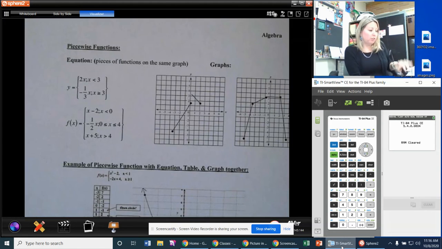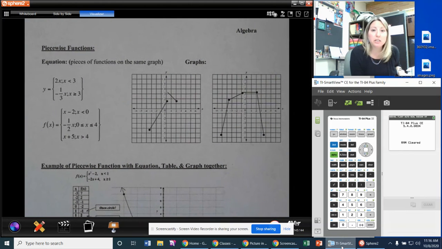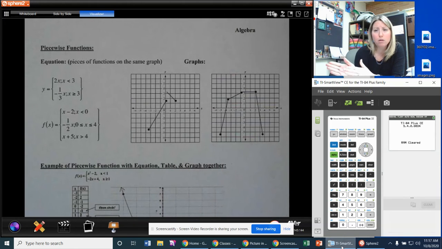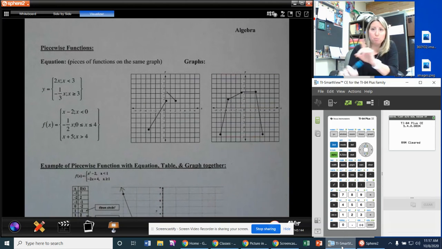Piecewise functions are our last ones, and they are literally pieces of different functions on the same graph. We will talk about piecewise functions and graph them later on in chapter 4, and then again, I believe in chapter 11 when we're graphing quadratics. But piecewise functions are just multiple pieces of different functions that are all on the same coordinate plane.